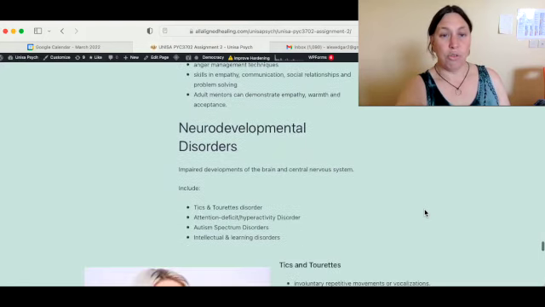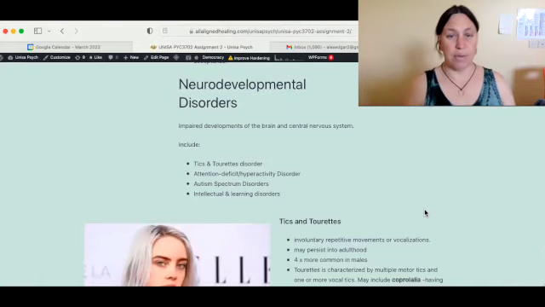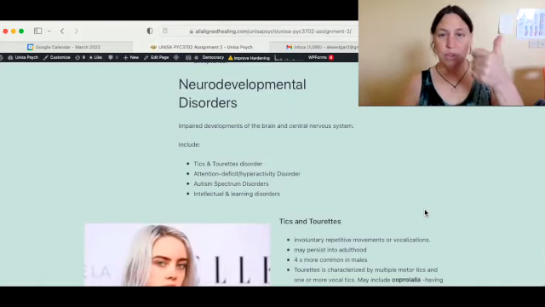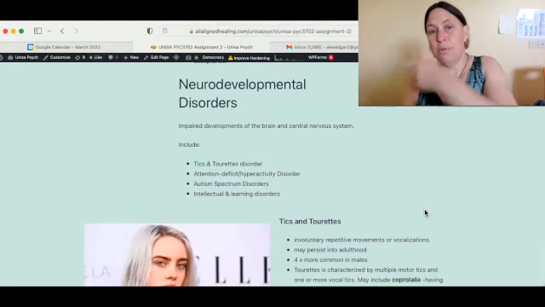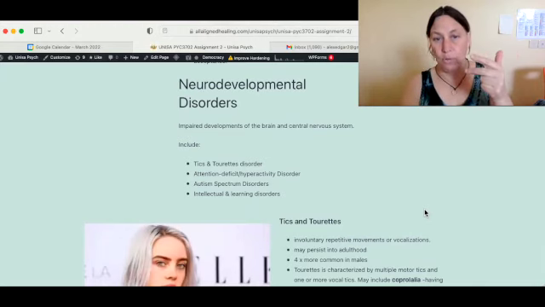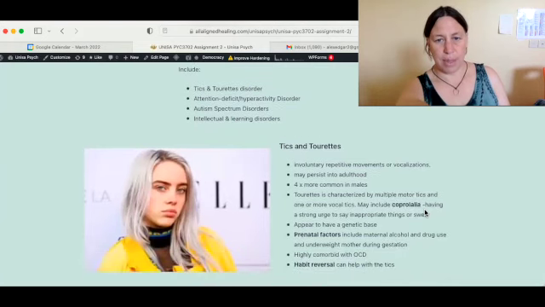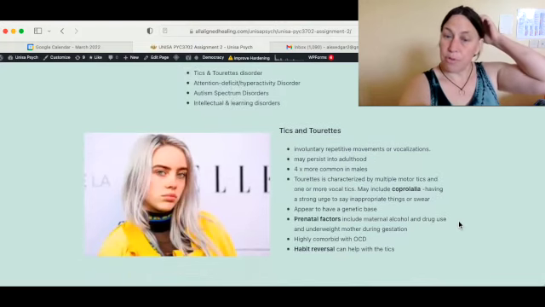Okay, moving on to neurodevelopmental disorders, impaired development of the brain and central nervous system. So you've got tics and Tourette's. Tourette's is basically tics plus verbal tics, okay? Attention deficit hyperactivity disorder and autism spectrum disorders, intellectual and learning disorders, which are two very different things. So Billie Eilish has Tourette's, which may include vocal tics such as coprolalia, having a strong urge to say inappropriate things. Habit reversal can help.